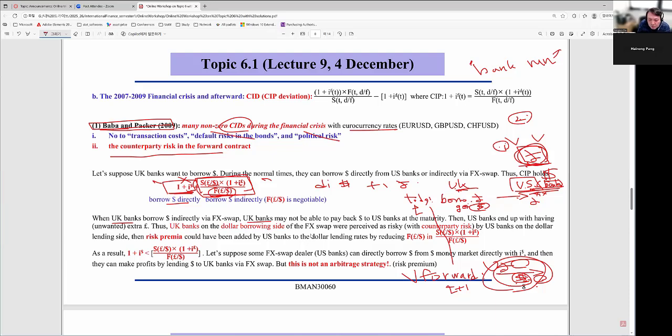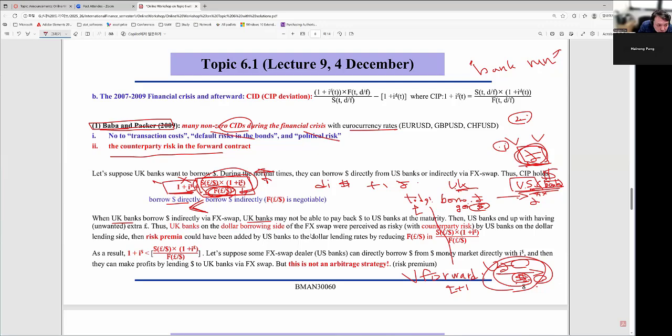What if the UK company does not pay back dollar after one period? They worry about that. So what they are going to do is to reflect that risk in the interest rate. They're going to reduce this one, then the whole thing will be bigger. So what we have eventually is this inequality.